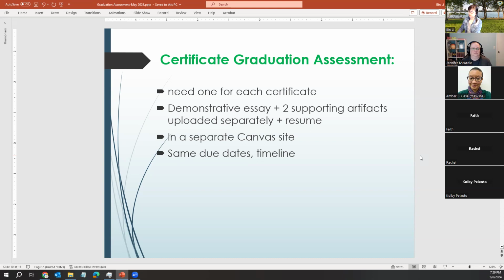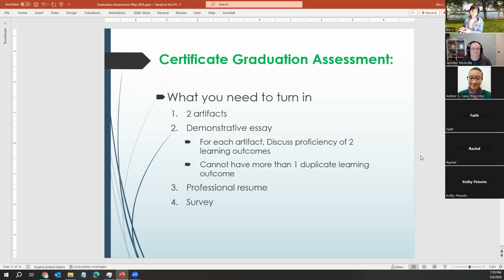For the certificate graduation assessment, it is a little bit different. It's a demonstrative essay. This time you talk about two course artifacts. The artifacts are the same kind, but they come from a certificate-specific course. In that certificate-specific course, you choose one artifact, and then from that one artifact, you tie it to two learning outcomes. So two artifacts for 3 to 4 learning outcomes. It's a little bit the other way around.